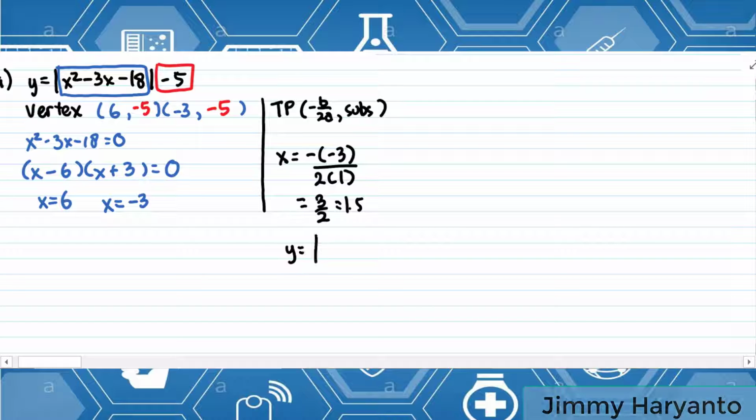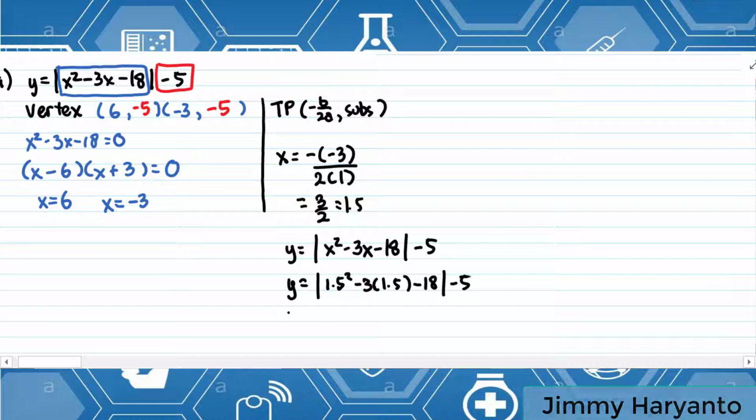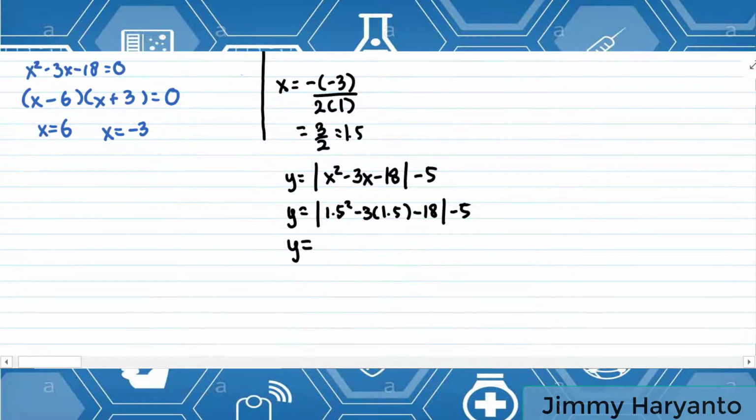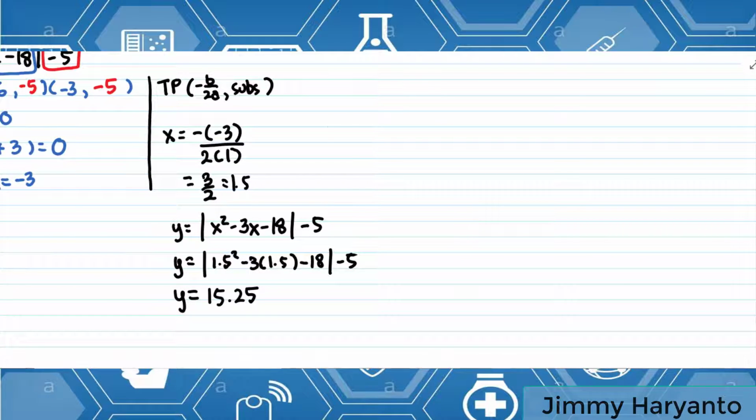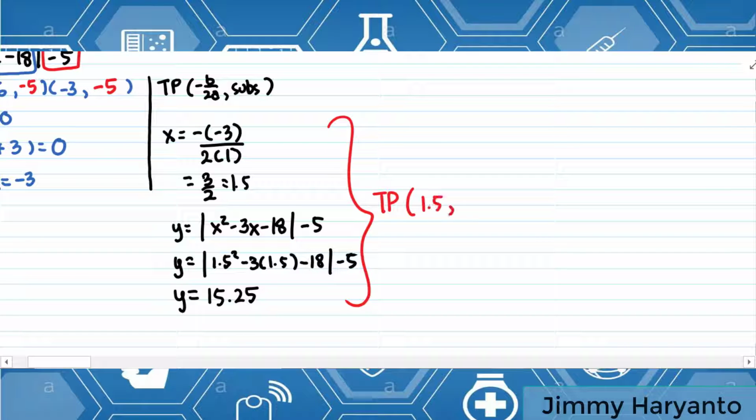The function is y equals the absolute value of x squared minus 3x minus 18, and then we have minus 5. So y equals 1.5 squared minus 3 times 1.5 minus 18, and then minus 5. You calculate with your calculator, and the result is 15.25. So from this one the turning point is (1.5, 15.25).